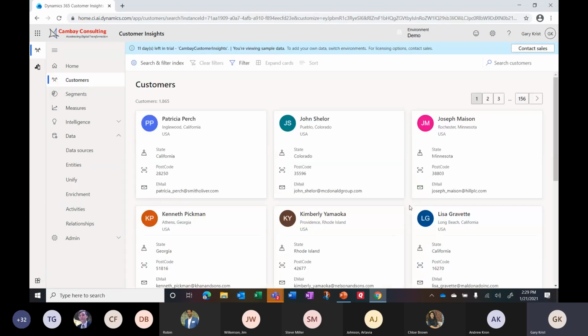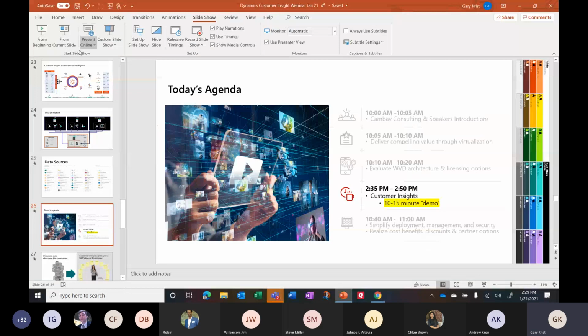And again, lastly, we have this aggregated customer view that shows all our data. More than likely, you wouldn't be accessing it directly through Customer Insights, although you could, but it would probably be exposed through another application. Let me jump back to my PowerPoint.